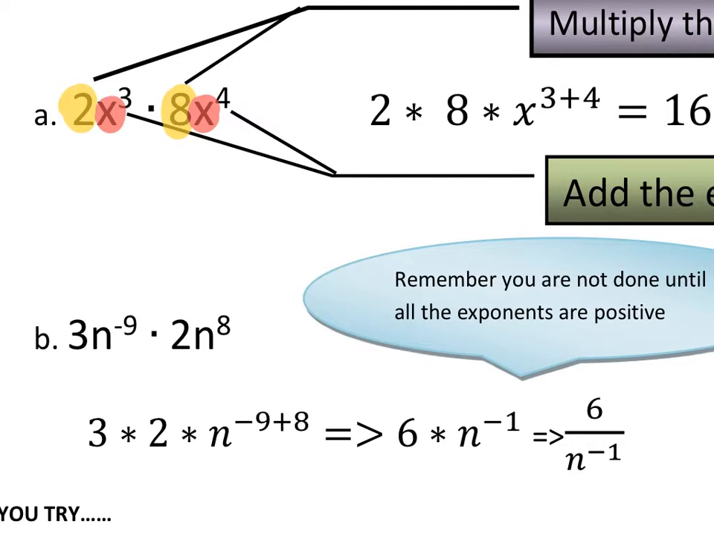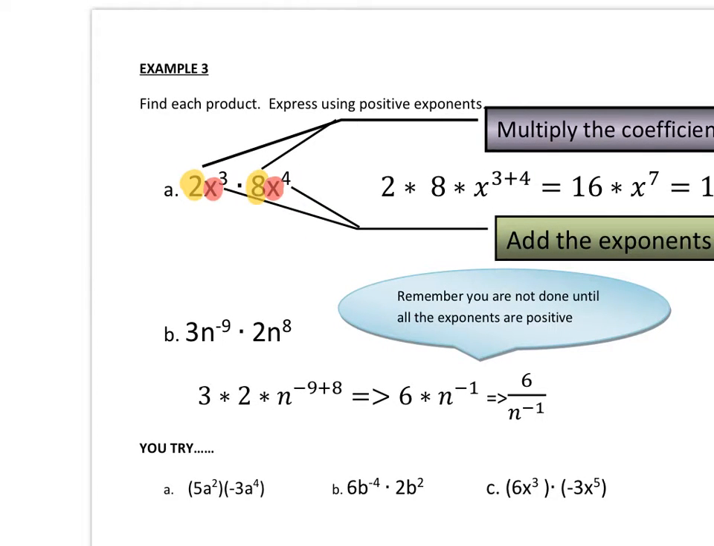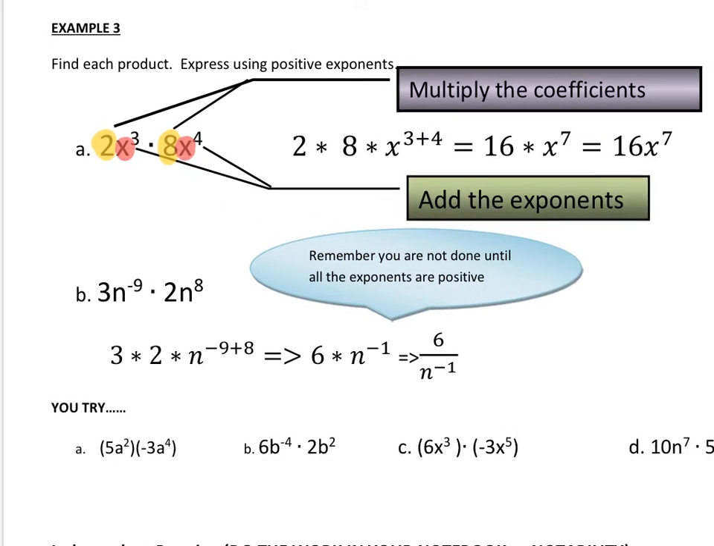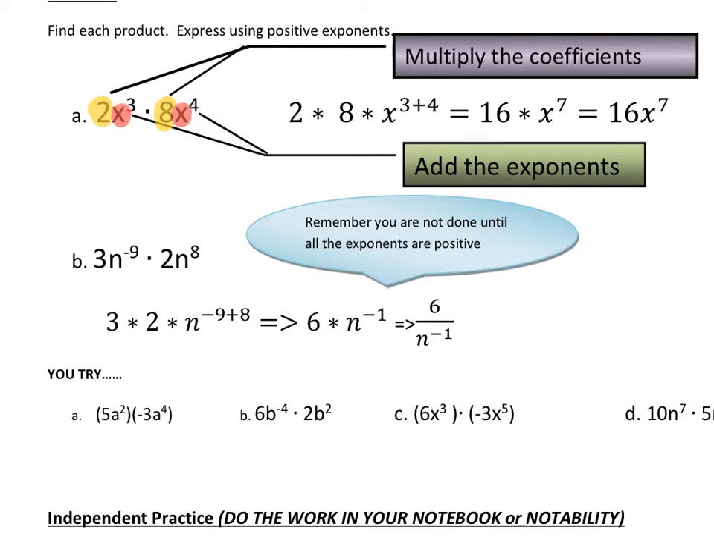Now, what I need to do, you can see that I gave you the instructions. We multiply our coefficients. The only extra step we're doing here is we're multiplying our coefficients. So we multiply the 2 and the 8. And then you'll see here's my base, and then we add our exponents.